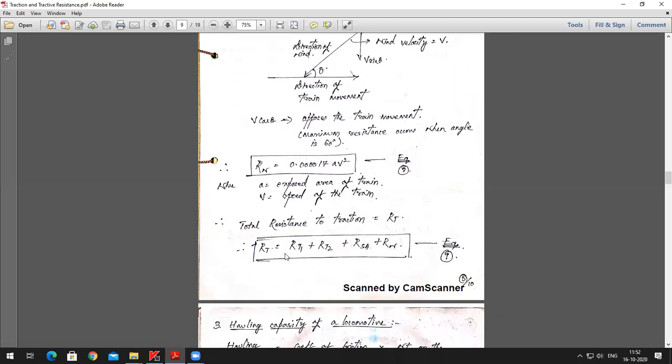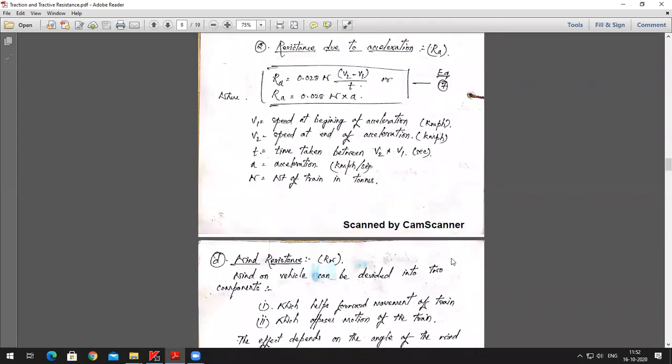So R_T1 is the resistance due to the train, and R_T2 is the resistance due to the track profile, plus R_SA is the resistance due to starting and acceleration, plus R_W is the resistance due to wind. So when you sum up all these together, you will get the total resistance the train needs to overcome when it is moving on a railway track. So that is equation number 9.